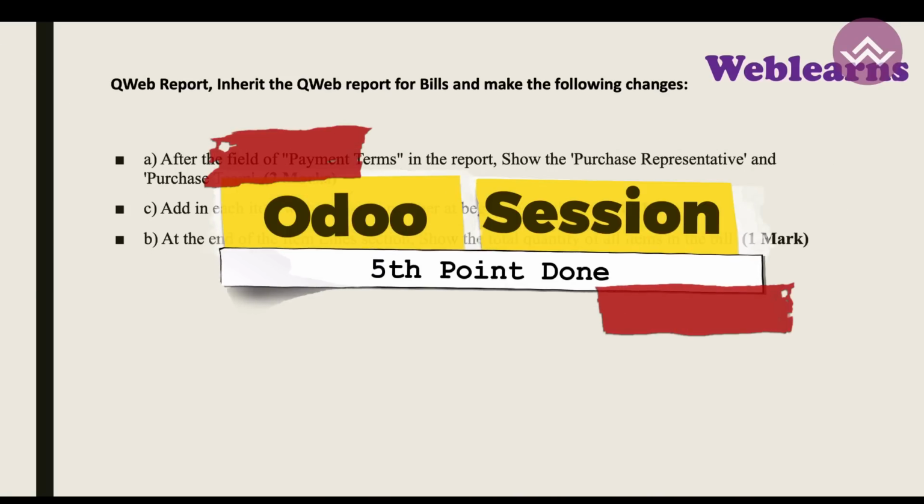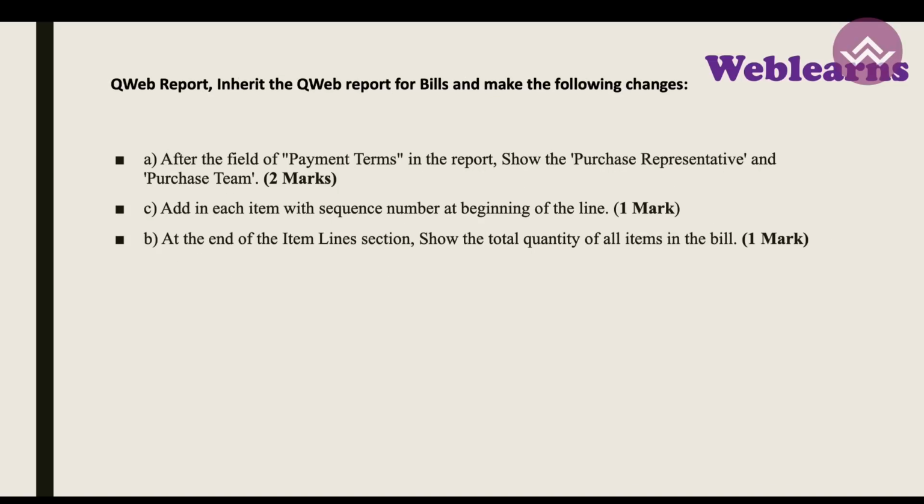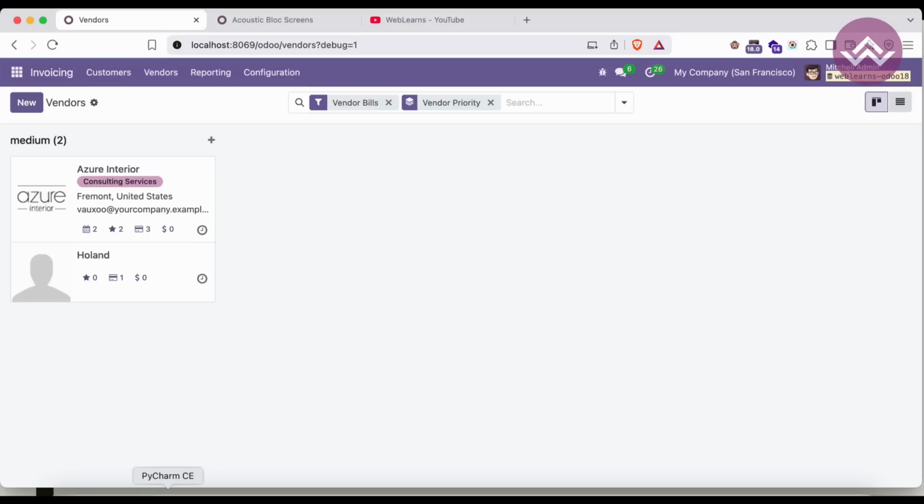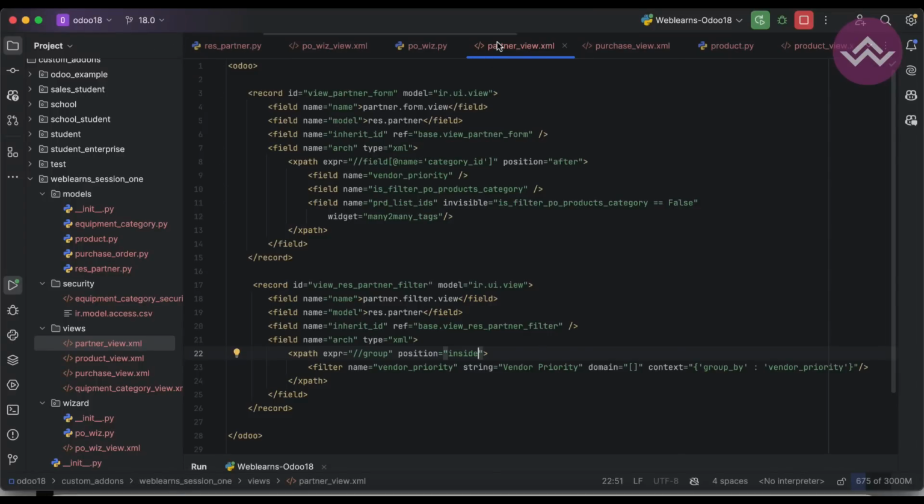Alright, after the payment term field, right now we have to extend the QWeb reports. After the payment terms field in the report, add the purchase representative and the purchase team. Second, add to each item a sequence number at the beginning of the line. At the end of the item lines section, add the total quantity of all the items. Alright, so let's extend that part also. First let's close everything in the files.